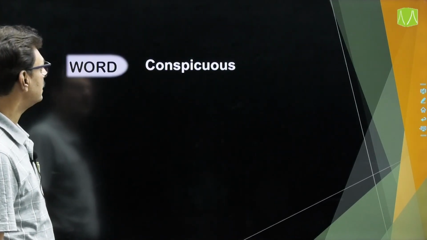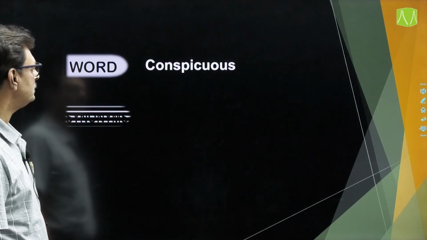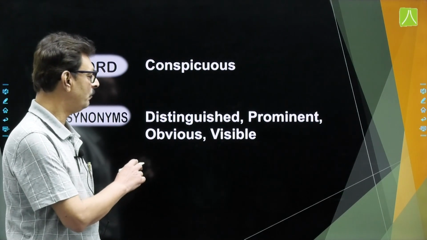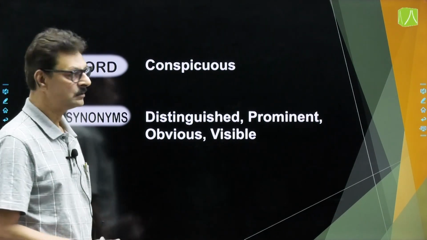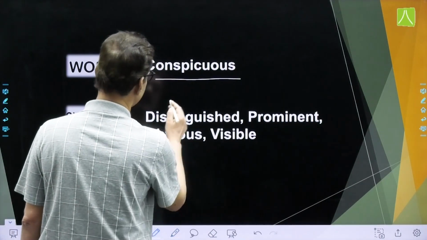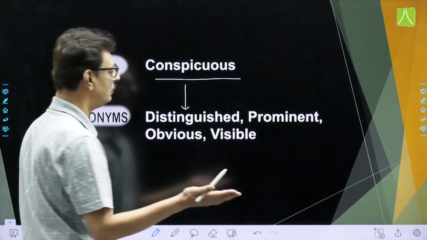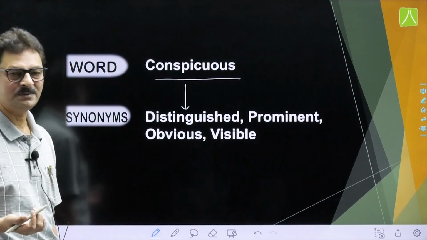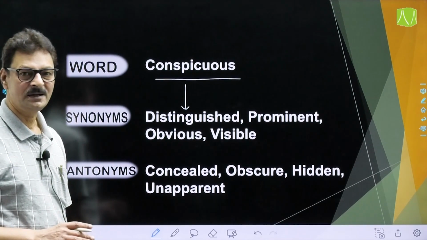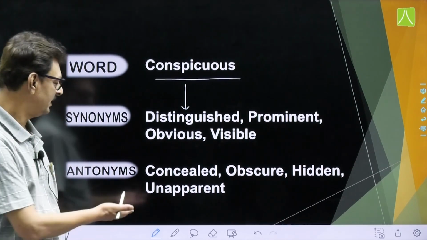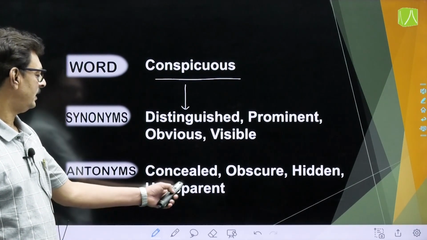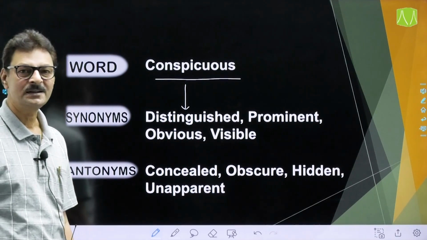One more word for today, conspicuous. Conspicuous का मतलब है distinguished, prominent, obvious or visible. So remember this word conspicuous goes in a positive way, distinguished, renowned, prominent, obvious or visible. Opposite will be concealed, obscure, masked, hidden, unapparent, unclear are the opposites of this word conspicuous.